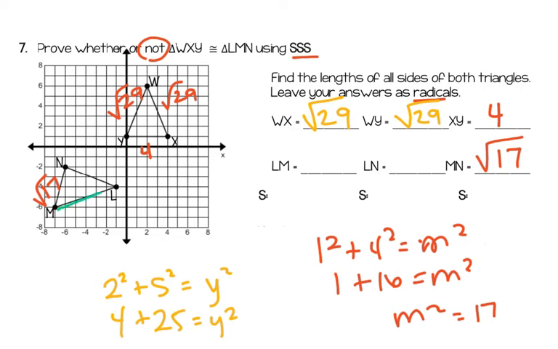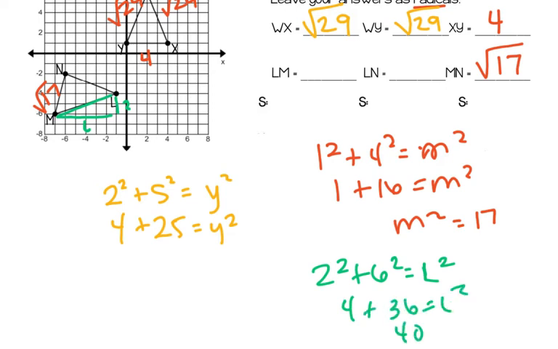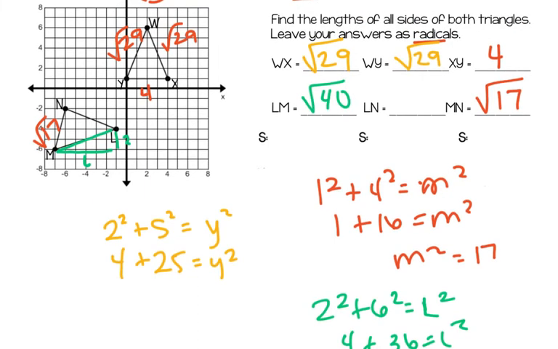So I'm going to go ahead and find this side. So I'm going to make this triangle. So that's 2 and then 1, 2, 3, 6. So I'm going to have 2 squared plus 6 squared equals LM squared. So 4 plus 36 equals LM squared. So 40 is equal to LM squared. And so LM is going to be square root 40, and it just says leave as radicals. I don't even need to simplify them.